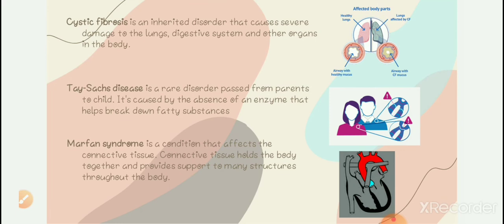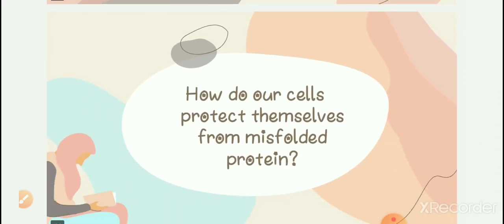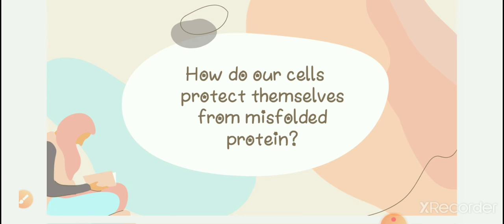So cystic fibrosis, Tay-Sachs disease, Marfan syndrome, and some forms of cancer are examples of diseases that result when one type of protein is not able to perform its job. Kaya naman talaga napaka-importante ng isang protein sa loob ng 10,000 of proteins. Then, how do our cells protect themselves from misfolded proteins?